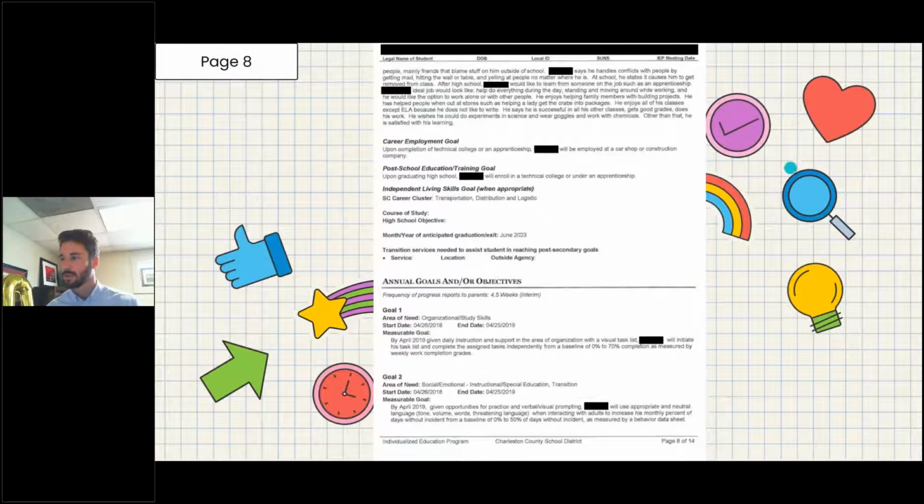Career employment goal: upon completion of technical college or an apprenticeship, they'll be employed at a car shop or construction company. So that's, given this child's grades and his aspirations, appropriate for this child. So upon graduating from high school, they're going to enroll in technical college or an apprenticeship. That's a really important thing to keep in mind: are we preparing this kid for more school? Is that a realistic option for this kid?